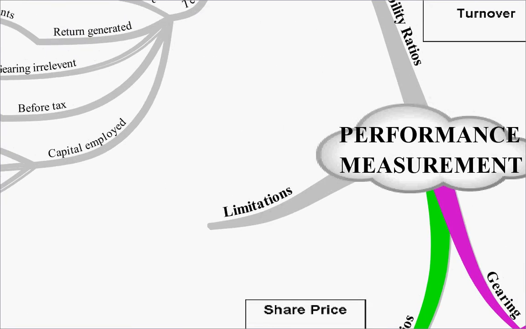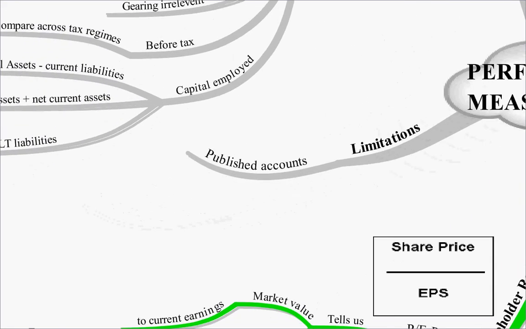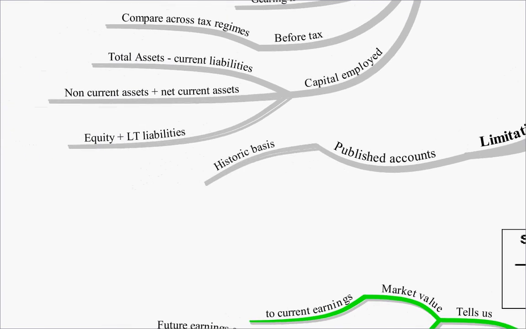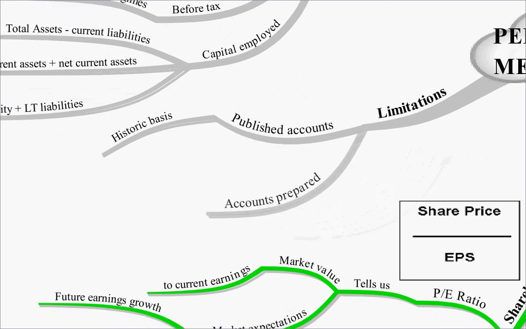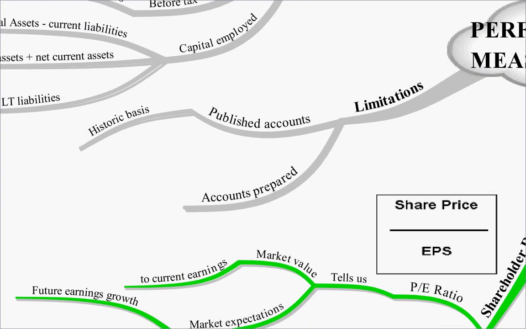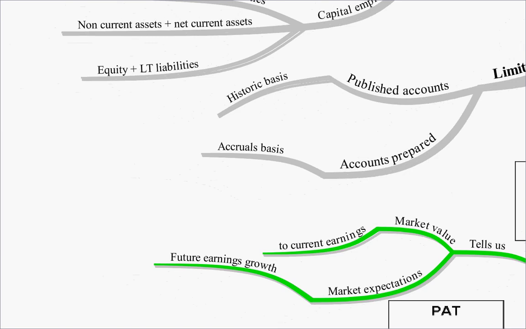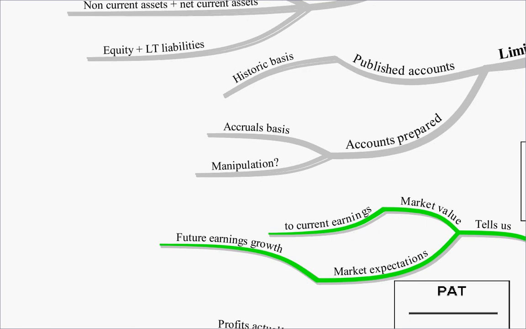The limitations of using annual accounts, published accounts, to do this are first of all that they're prepared on a historic basis. It's last year's figures, they are historic, so they're of limited value. The accounts also are prepared on an accruals basis rather than a cash basis, so that will also limit the usefulness, and also could be manipulated through different provisions and so on. So those are some of the limitations on using published accounts to calculate these ratios.